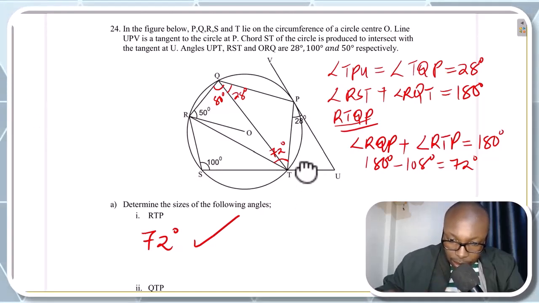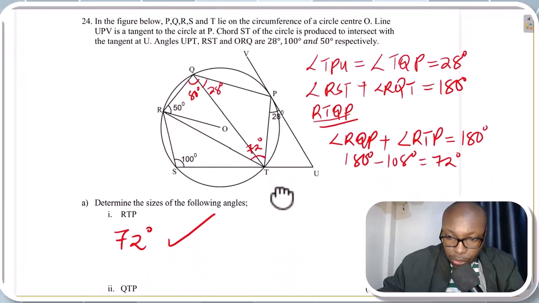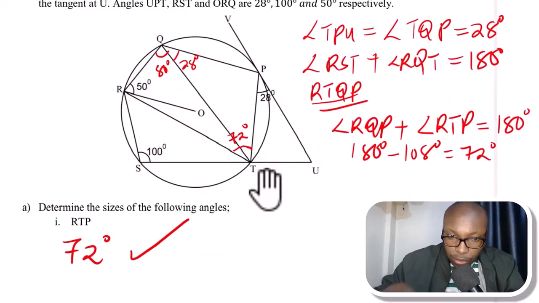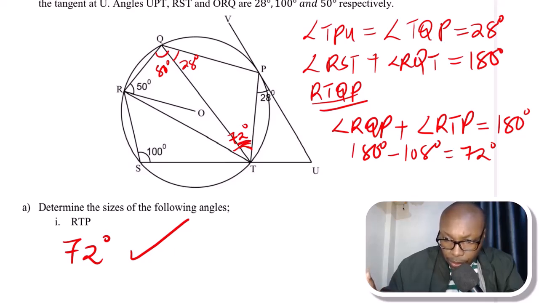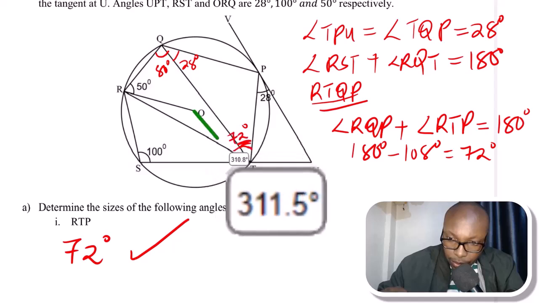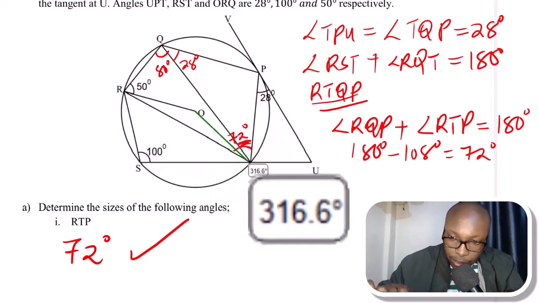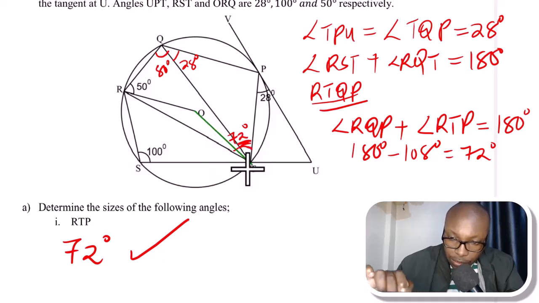The other question is part 2, angle QTP. Which is that angle? Angle QTP is this angle that is here. So how do you get that angle? To get that angle, I'll try to join from the center. So from the center O, if I join using a straight line, I draw a straight line from center O to T.